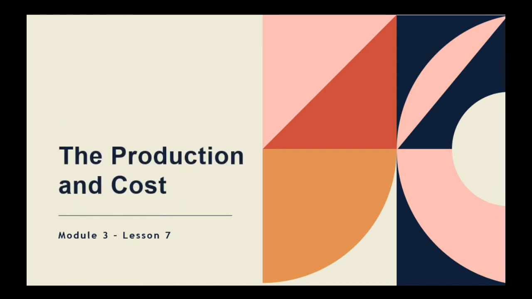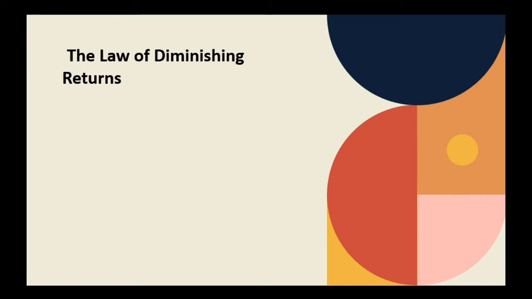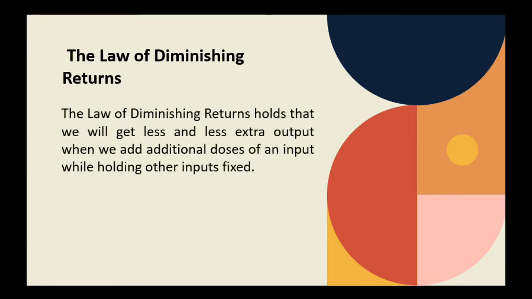In the first part of our video discussion, we discussed some of the most important concepts in production and cost. We are now on the second part, and let's start with the law of diminishing returns. The law of diminishing returns holds that we will get less and less extra output when we add additional doses of an input while holding other inputs fixed.